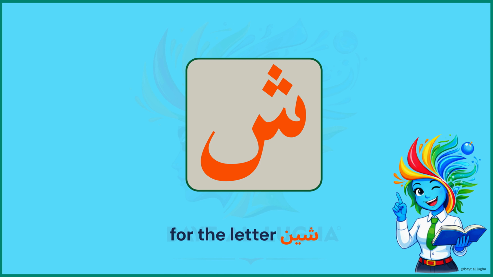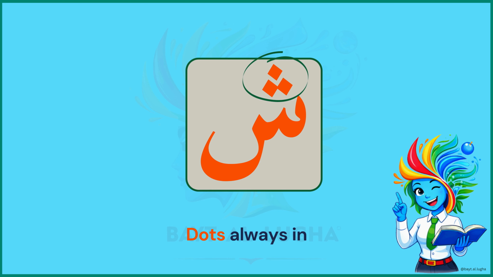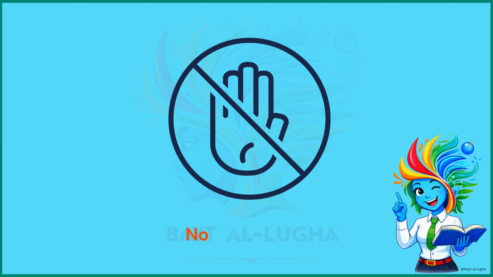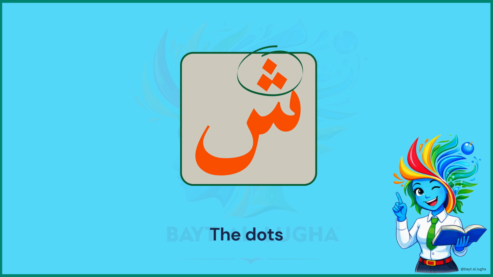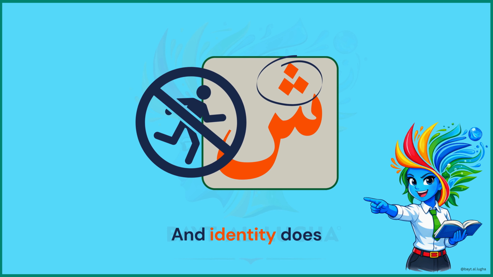Identical for the letter shin. Teeth always. Ball only at the end. Dots always in every single form. No exceptions. The dots of the letter shin do not care where the letter sits. The dots are the identity, and identity does not ever move.